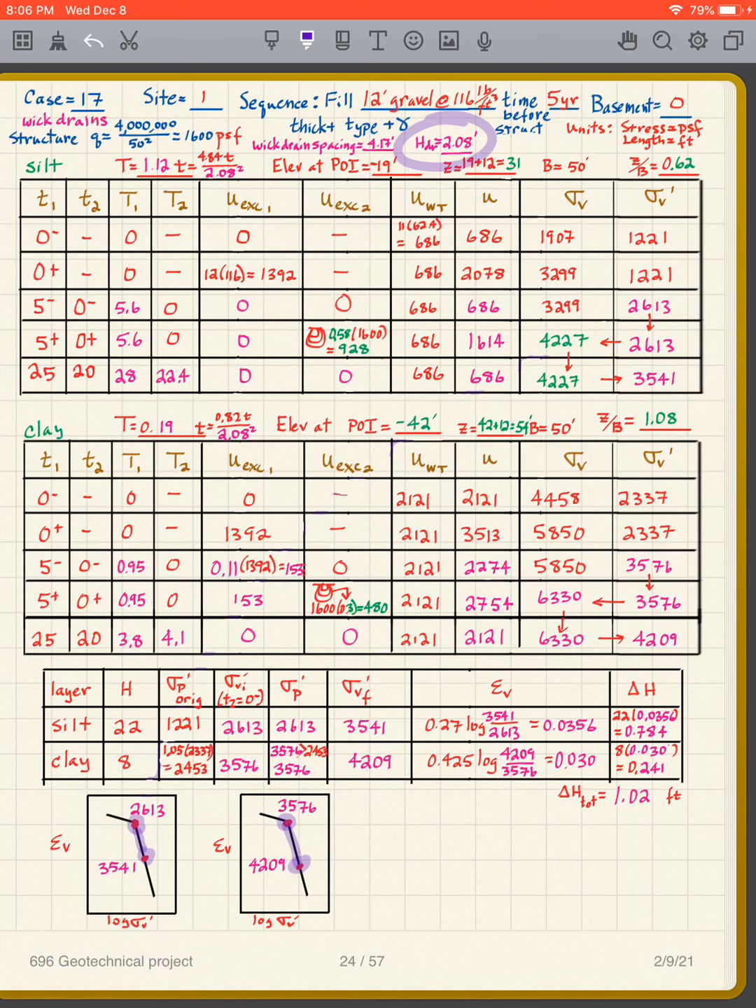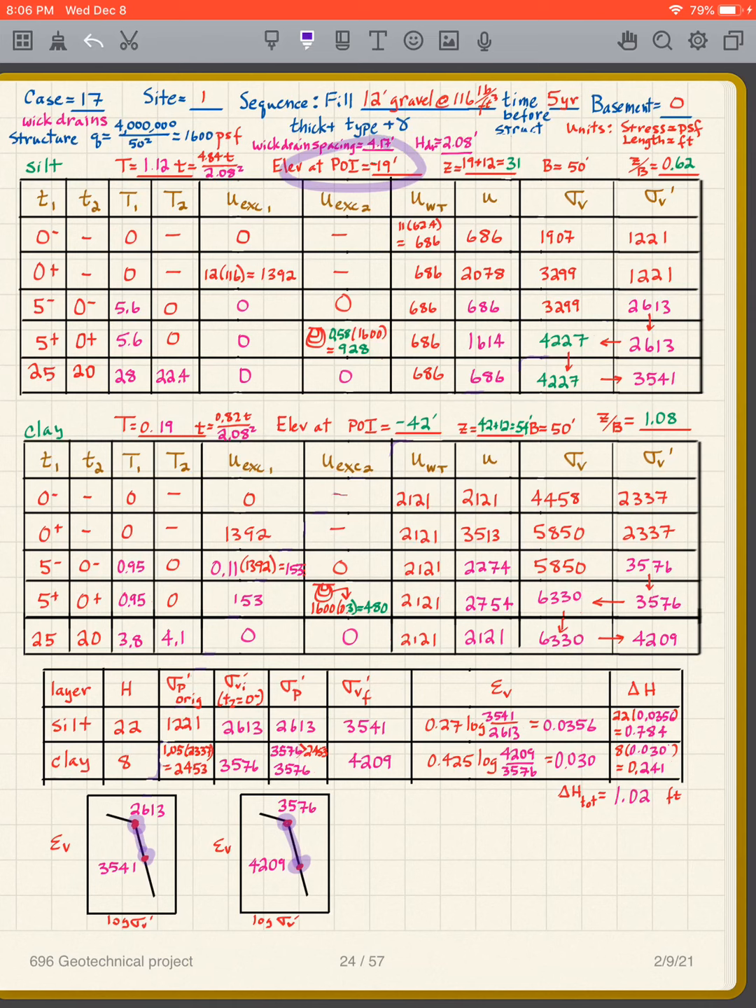And we have our HDR of 2.08 that we've already come up with. Now, that means what? That means that our capital T is C sub V times T over 2.08 squared. So that gives me our capital T is 1.12 T.